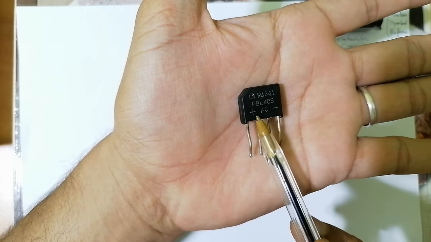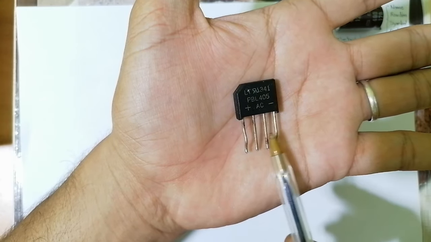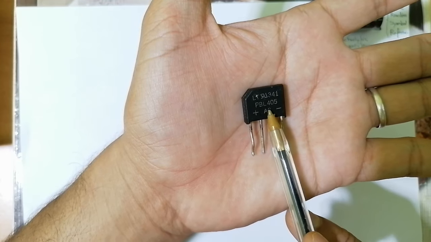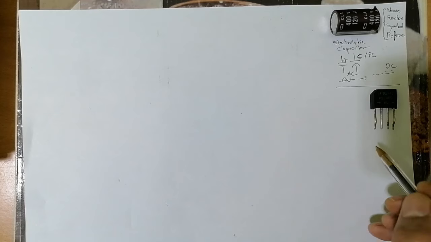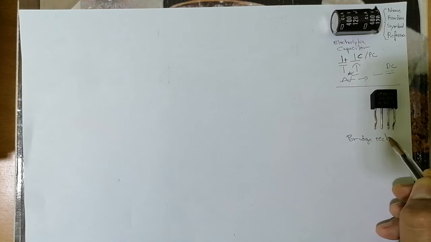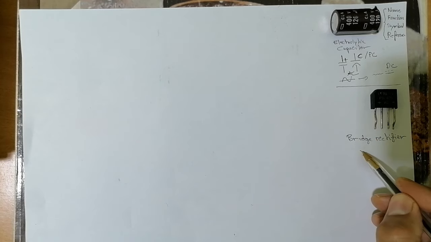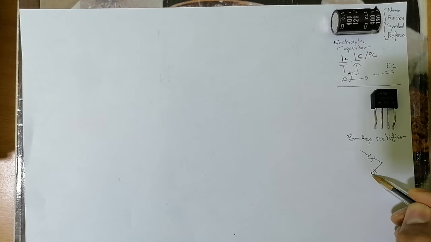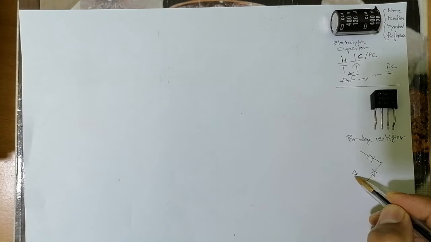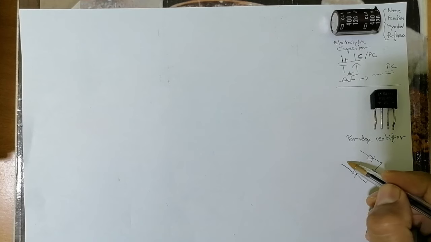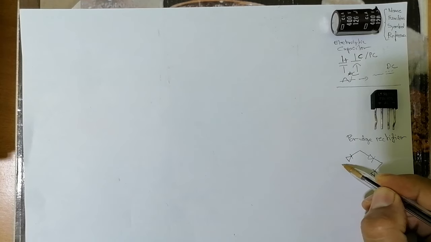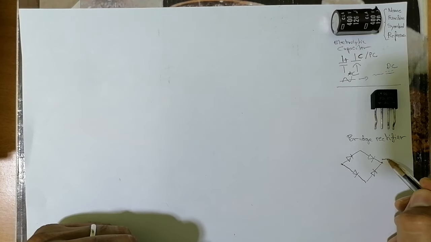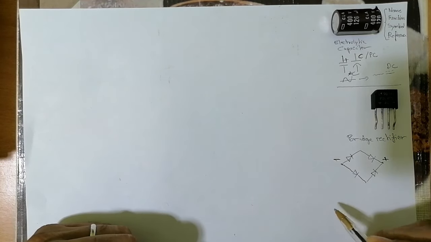So here we have the bridge rectifier, or rectifier with 4 terminals. Basically, this kind of rectifier contains 4 diodes inside it. So this is the symbol for bridge rectifier. As you can see, we have over here 4 diodes, with plus here and minus here.